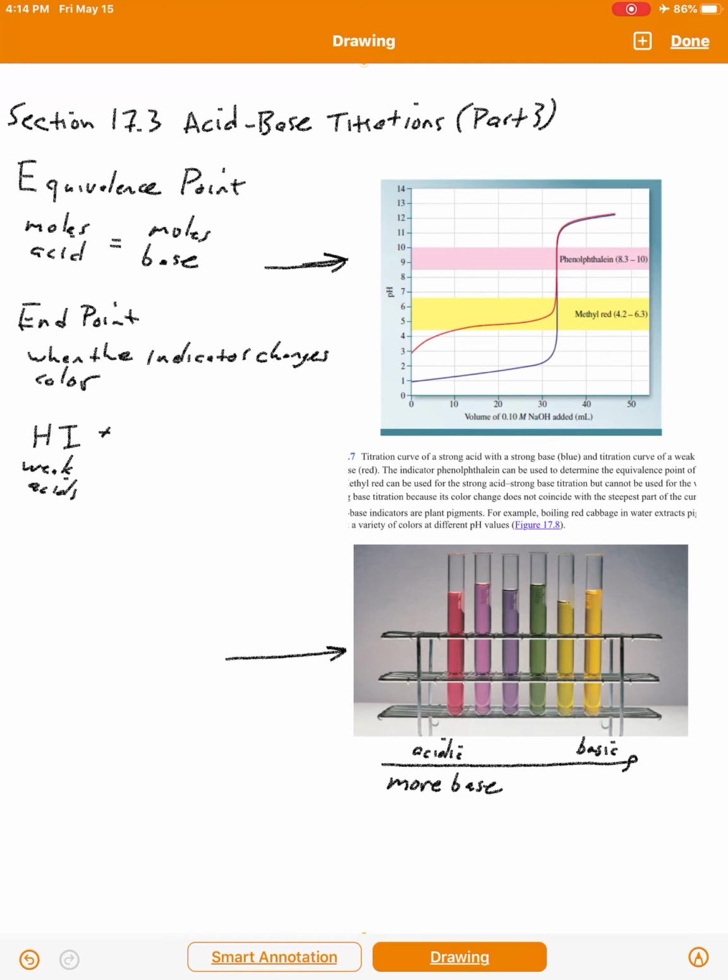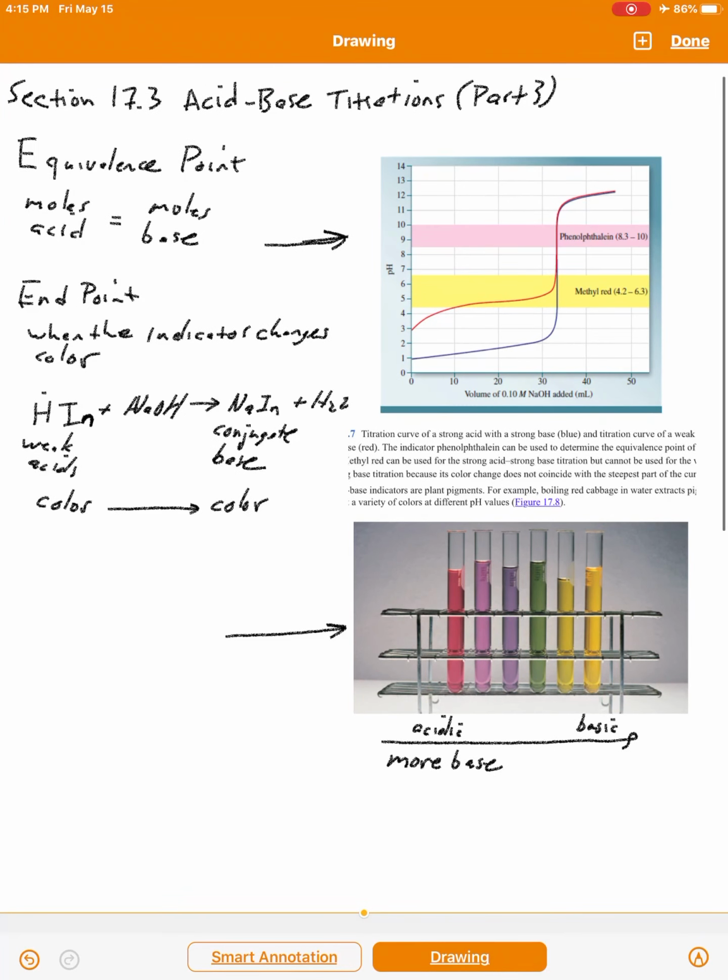And so when you dissolve them in water, they'll react with, for example, sodium hydroxide. And when they do, let me put an N here. It's not HI, it's HIn for indicator. You'll get the sodium indicator, the indicator conjugate base, and then you'll get water. So essentially, in order for a molecule to act as an acid-base indicator, the color of the weak acid has to be different from the color of the conjugate base. So as you add sodium hydroxide, this reaction occurs, and as that reaction occurs, it changes color.